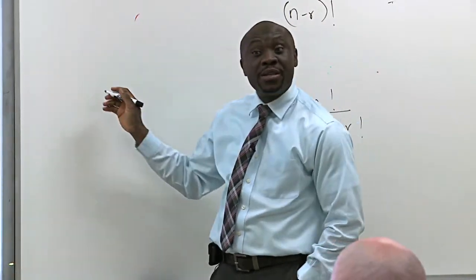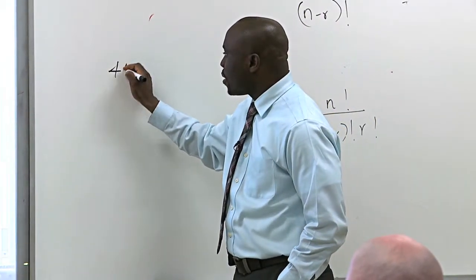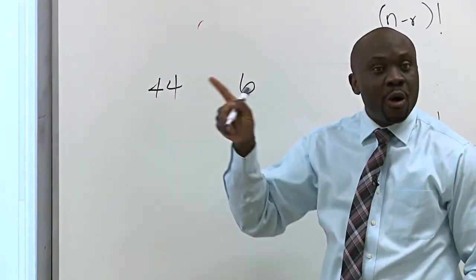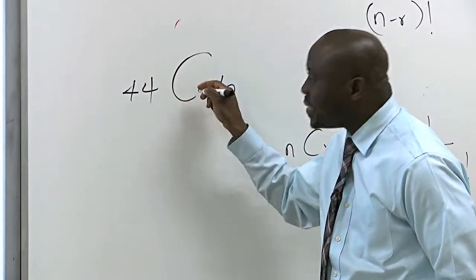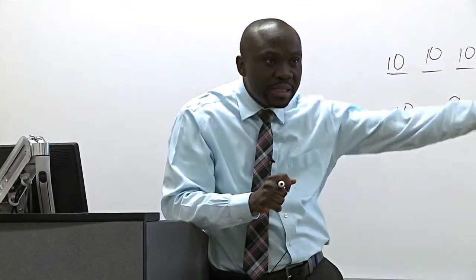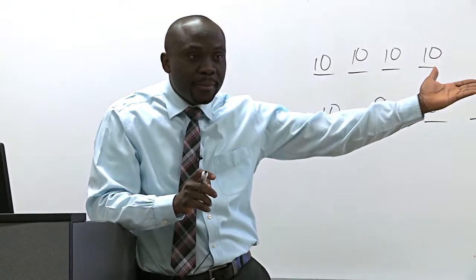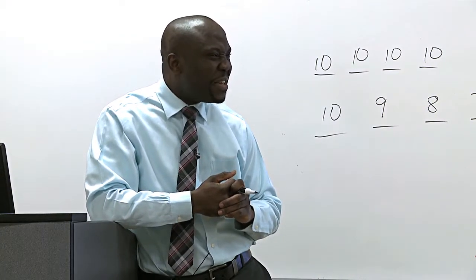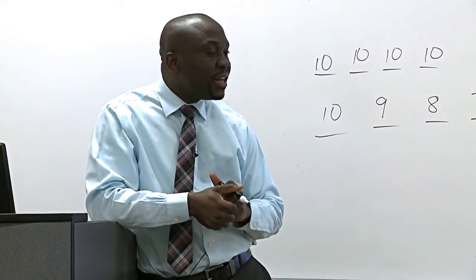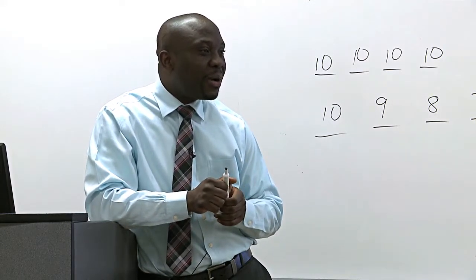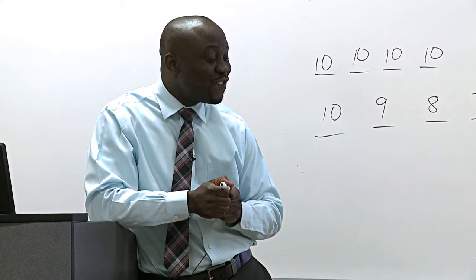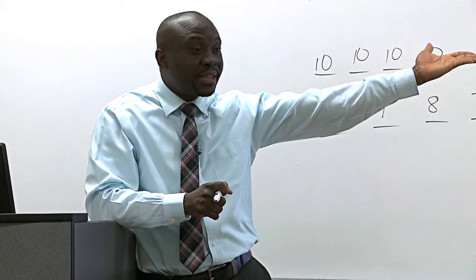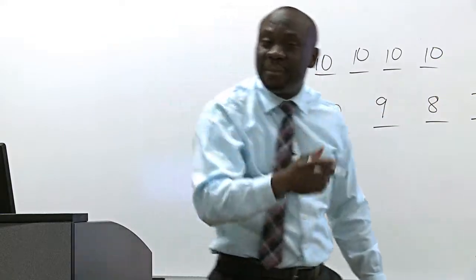All right, so how many numbers do we have? 44. And we want to choose 6. Are we choosing with order or without order? So it's going to be C. Does that make sense? So we choose 6 using combination. So in how many ways can that be done?